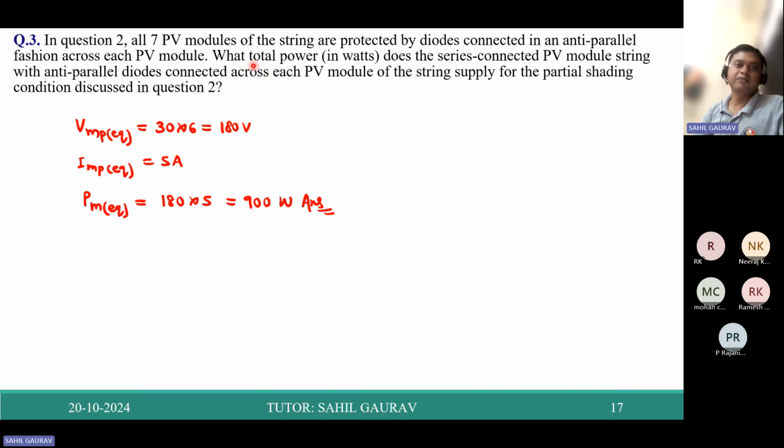So if you bypass the shaded module, this VMP is equivalent to 13.6 volt, and this negative part will not come into this maximum power point voltage, and this equivalent maximum power point will be the same. So the maximum power will be 180 into 5, that is 900 watt.